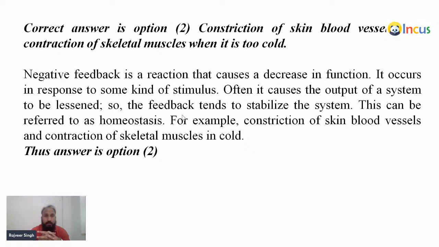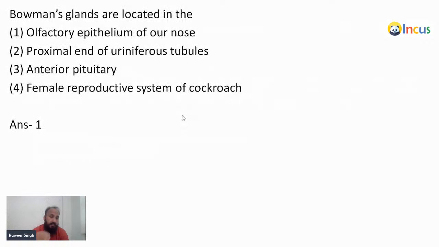Now, negative feedback is a reaction that causes a decrease in a function. It occurs in response to some kind of stimulus. Often it causes the output of a system to be lessened. So the feedback tends to stabilize the system. This can be referred to as homeostasis, for example, constriction of skin blood vessels and contraction of skeletal muscles in the cold. So the answer will be second.